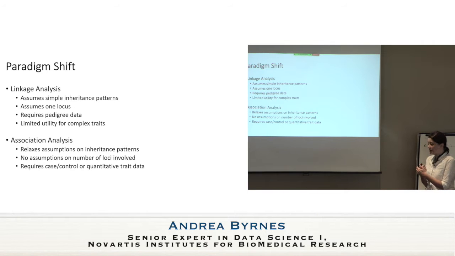So as a paradigm shift, linkage analysis assumed a lot of simple stuff. I basically just said that. And association analysis relaxes these assumptions on inheritance of patterns, doesn't make any assumptions on the number of loci involved, and just requires the usual kind of case control or quantitative trait data, and then lets us explore genetic markers in that context.